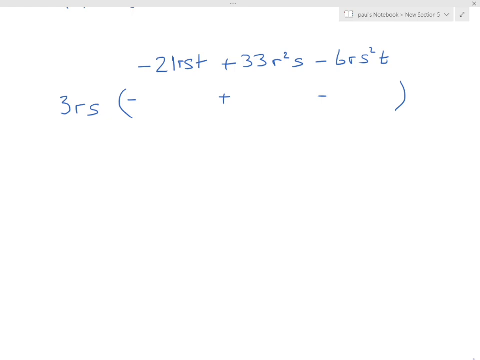So 3 times 7 is 21. We don't need an R, we don't need an S, but we need a T. Now 3 times 11, we do need an R because R times R will be R squared. We don't need an S, so that's it. That's all we can do with that one. And 3 times 2 is 6. We don't need an R because we've got 1. We do need an S because S times S is S squared. And we need a T, 2ST.